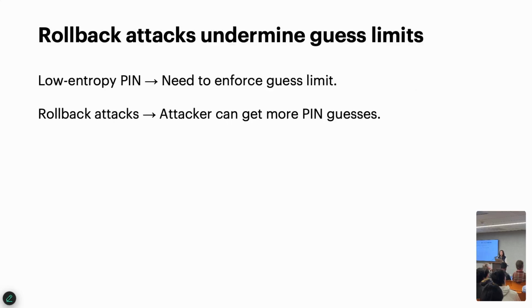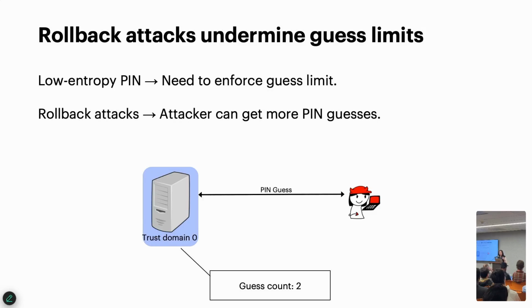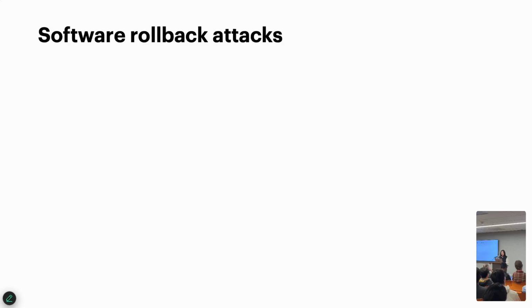So rollback attacks undermine guess limits, because if you have rollback attacks, the attacker can trivially get more PIN guesses. To illustrate this, let's say your guess count for this user's PIN is 2. The attacker makes a PIN guess, and the count increases to 3. You roll back the server, the guess count goes back to 2, the attacker can make another guess, and the guess count goes back to 3, even though you made 2 guesses.